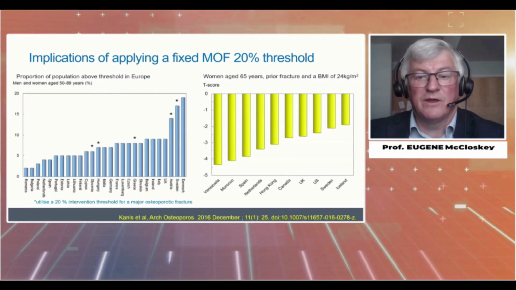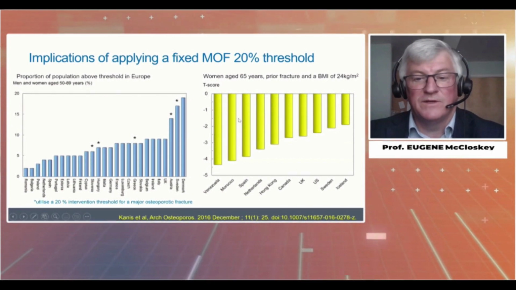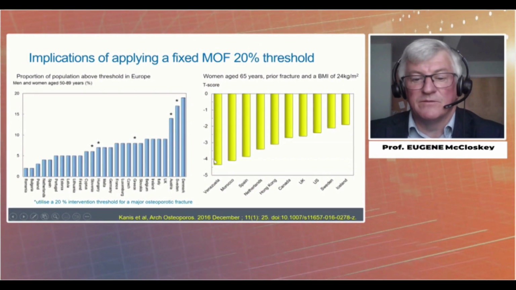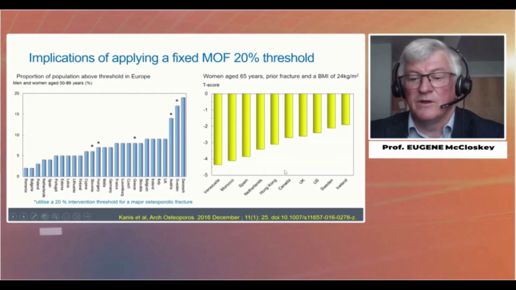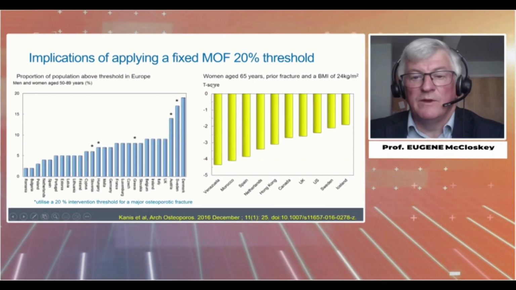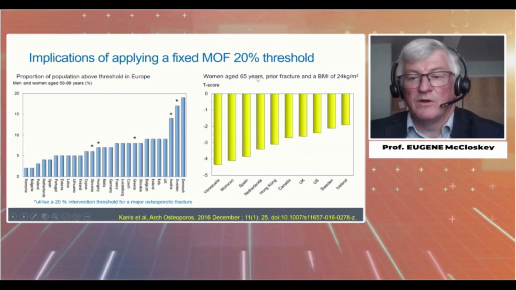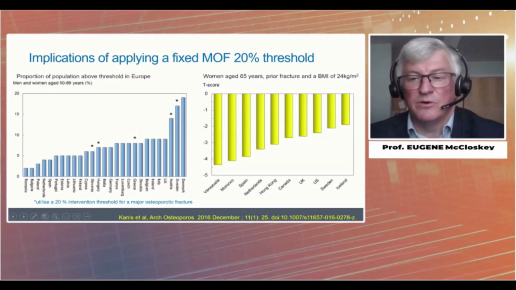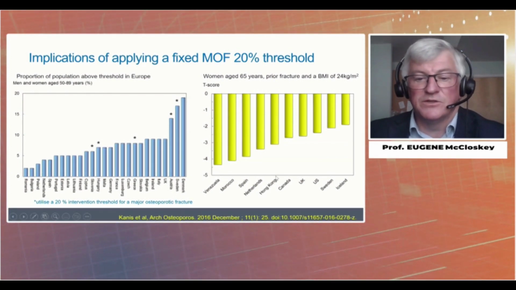The other way of looking at this is on the right, and this goes outside Europe, because we've got examples from South America and from North America and Asia. We're looking here at a woman aged 65 with a prior fracture, BMI of 24, put into each of the models of the countries that are shown here.